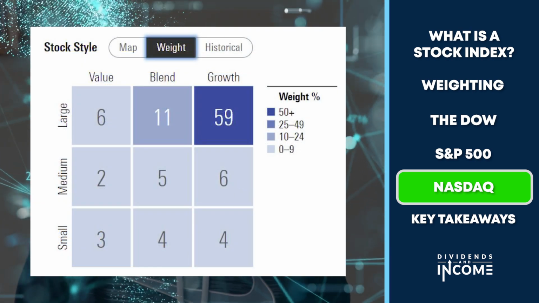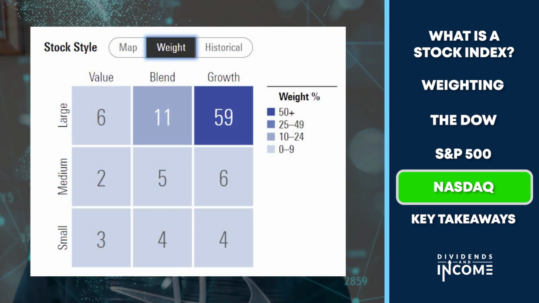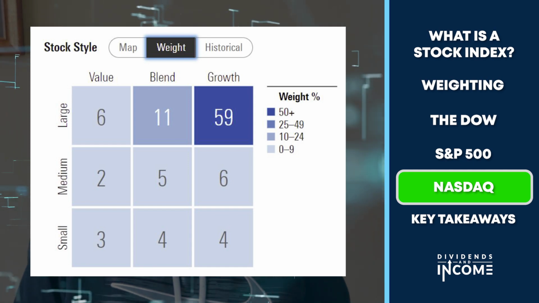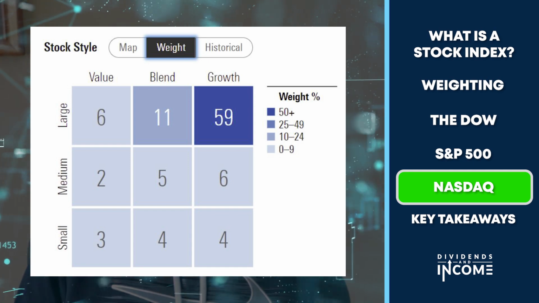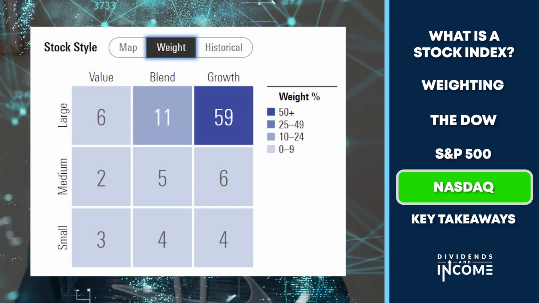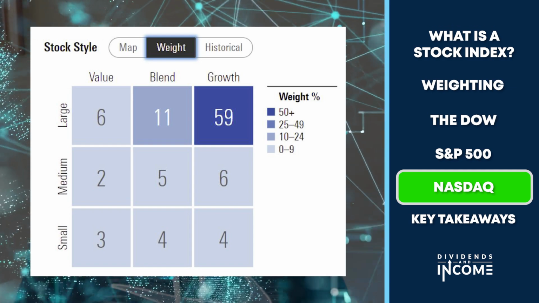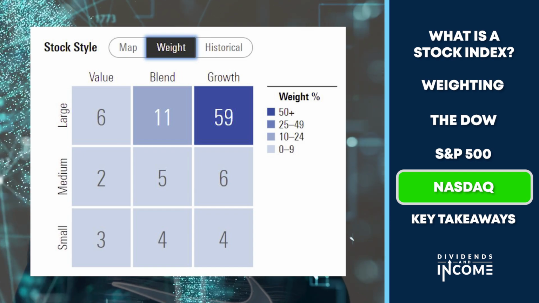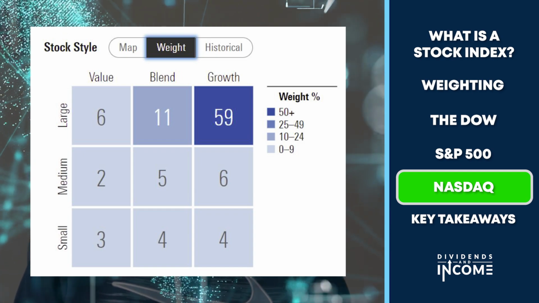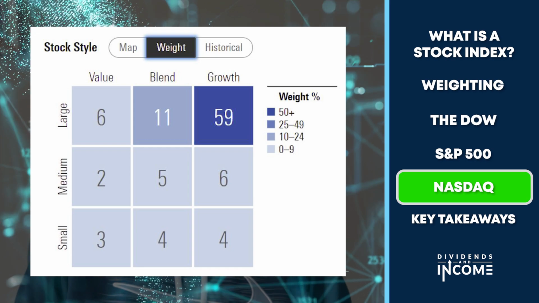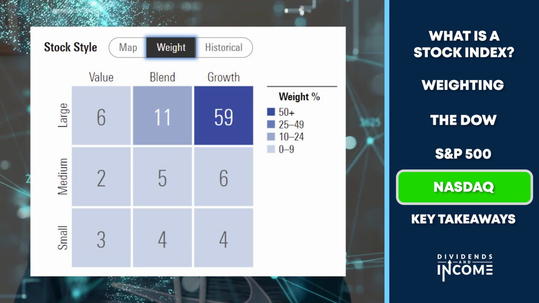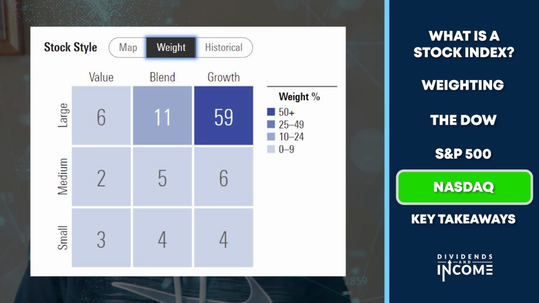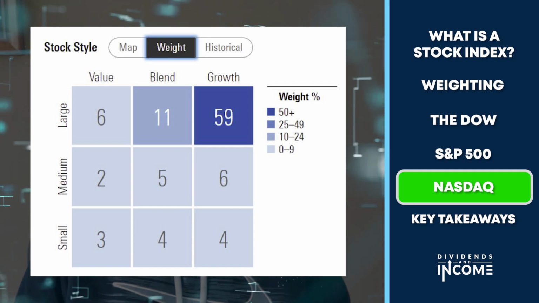Okay, here's the style map for the NASDAQ Composite Index. And here you can see several things. Number one, we have non-zero numbers in every box, showing the breadth of the companies that are traded on the NASDAQ index. Many of them are small startups. This is their first public trading opportunity.